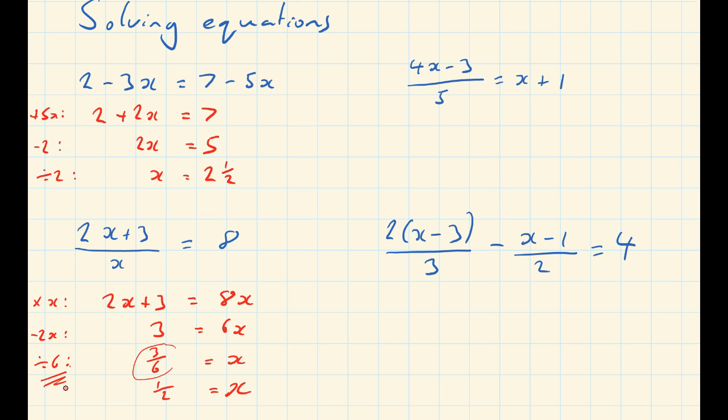Okay, this one's the same. I want to get rid of the 5. So what I'm going to do is multiply both sides by 5, but I have to times everything by 5 on the right hand side. Well, everything but here. But it's 4x minus 3, the whole of that divided by 5. That will give me 4x minus 3. And that equals, got to times everything on the right by 5, so it'll be 5x's plus 5.